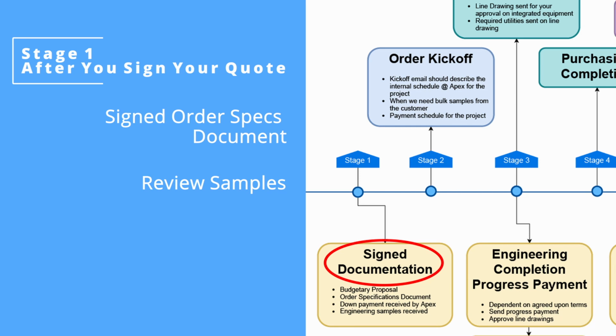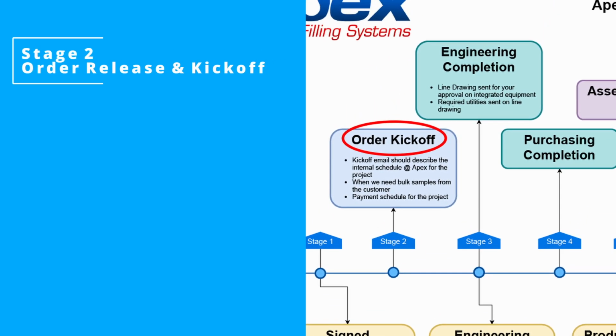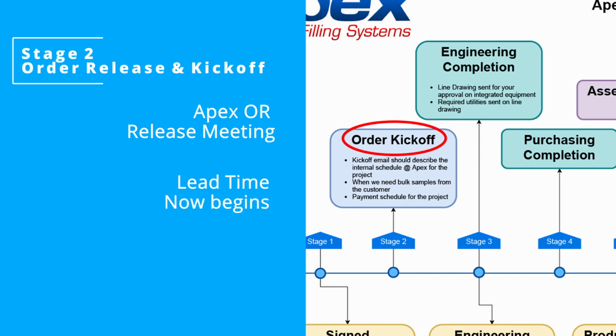Once you sign and return to us the order specification document, you can expect a phone call from the office manager to discuss items we will be needing from you in the next stages. When we have the signed order specs document, review samples, and the down payment, we are ready to move on to the next stage. The next stage starts with an order release meeting, which is a meeting between the department heads and your account manager to review the details of your job and plan out the milestone dates for its completion. It is at this point that your estimated lead time begins.